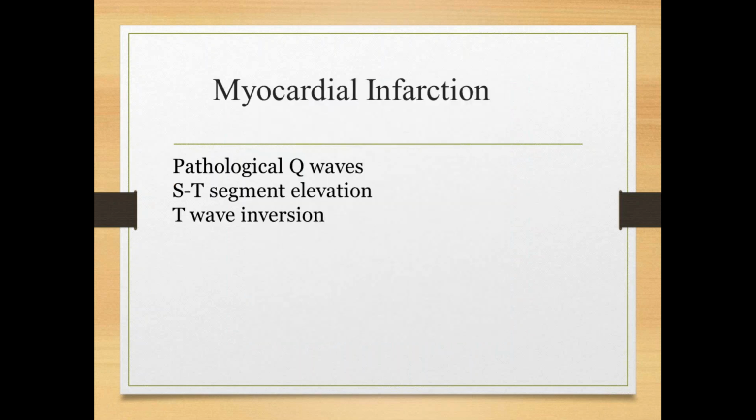Now coming to myocardial infarction. In myocardial infarction, to say the patient is having an ongoing active MI, there can be pathological Q waves. There can be ST segment elevation. There can be T wave inversions.